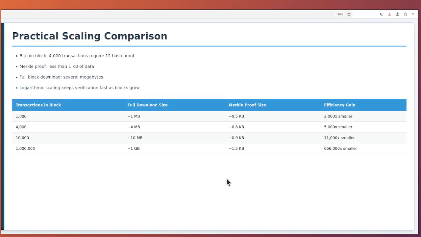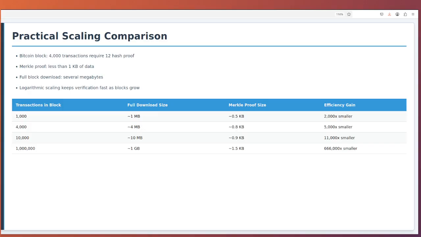Practical Merkle tree scaling. Let's examine some practical scaling numbers to really understand Merkle tree efficiency. A Bitcoin block with 4,000 transactions has a tree height of 12. Verifying any single transaction requires 12 sibling hashes. That's less than 1 kilobyte of data. Compare that to downloading 4,000 complete transactions, which could be several megabytes.